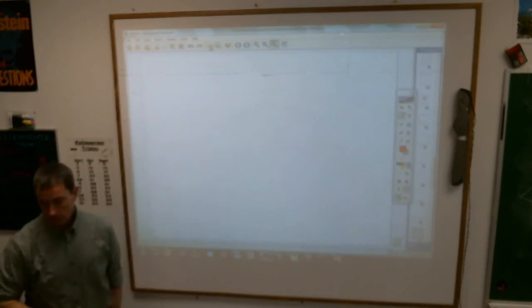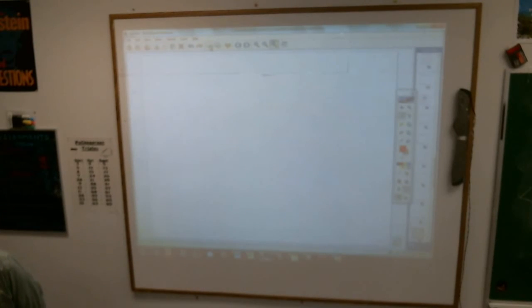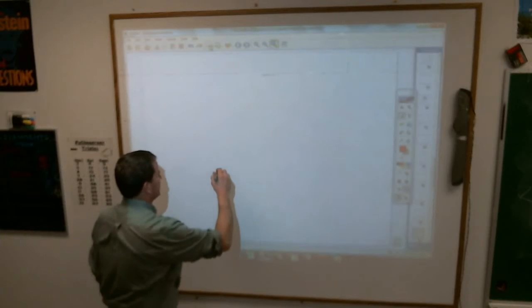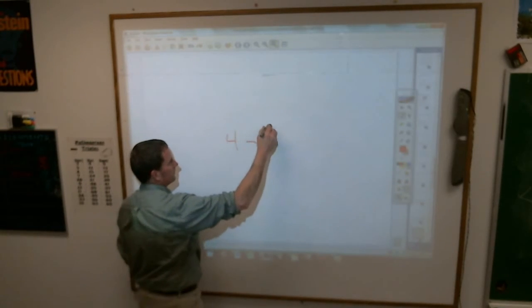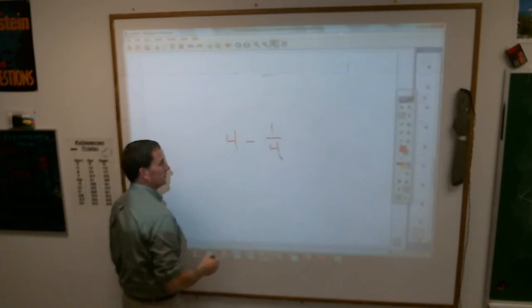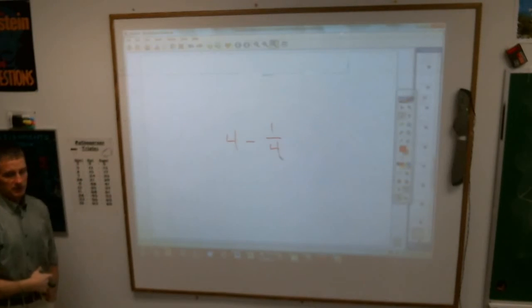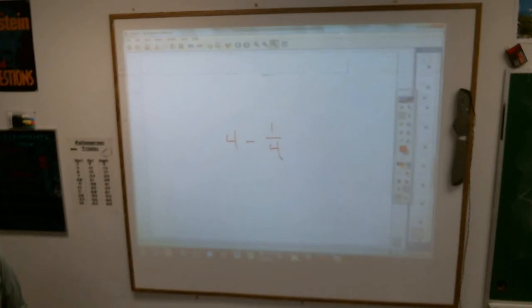I know it's exciting. How about this one? How about just 4 minus 1/4? I'll give you a second to try to do that one on your own. 4 minus 1/4. Riley, we need to do these as fractions. It's just kind of the way it has to be.